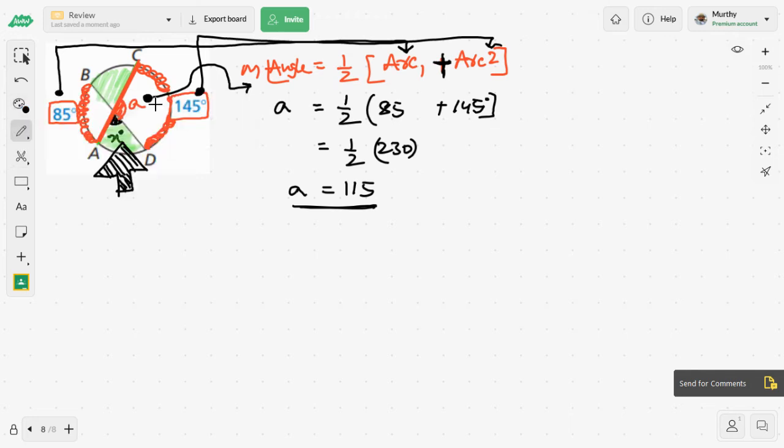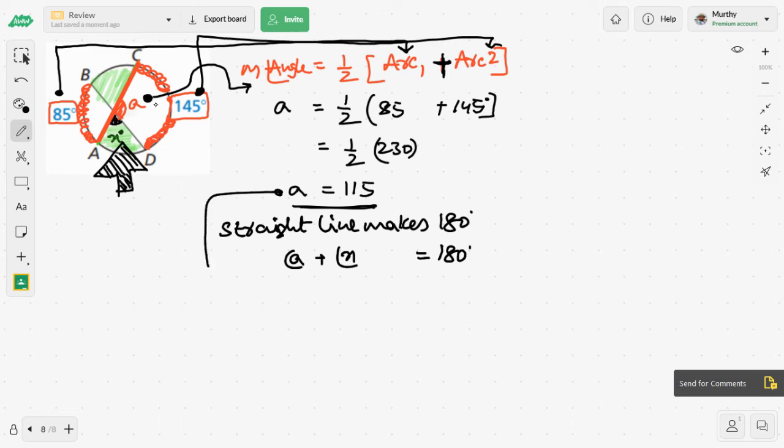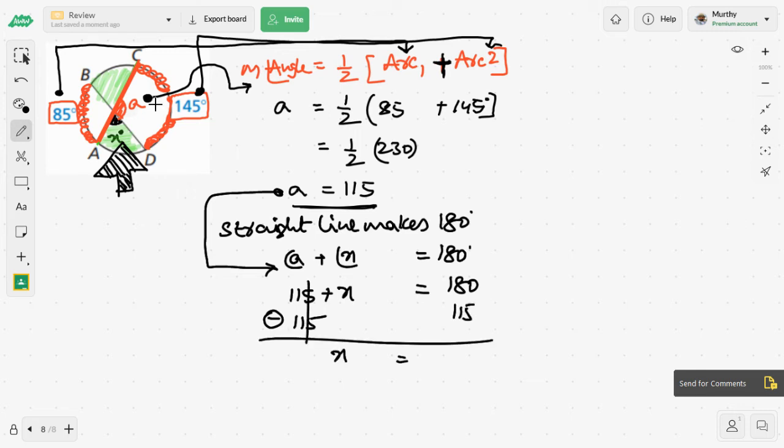Agreed? Therefore, let me write that a straight line makes 180 degrees. Therefore, angle a plus angle x equals 180. And just now I computed the value of a, which is 115, so 115 plus x is 180. Take away 115, then you get that the value of x equals 65 degrees. Done. Questions on this? Yeah.